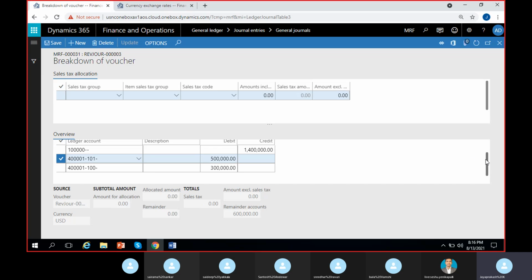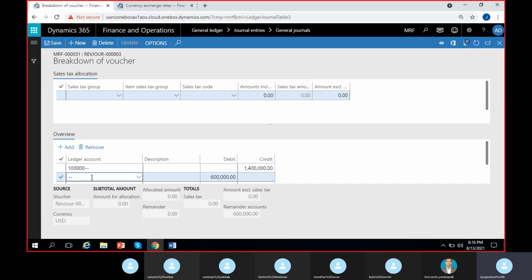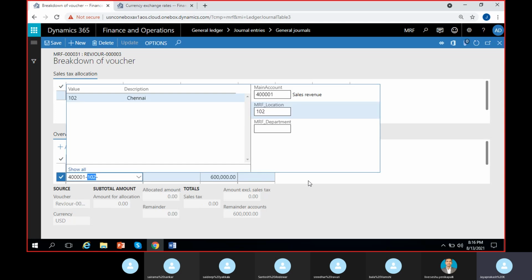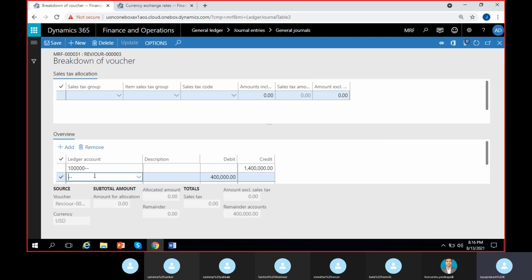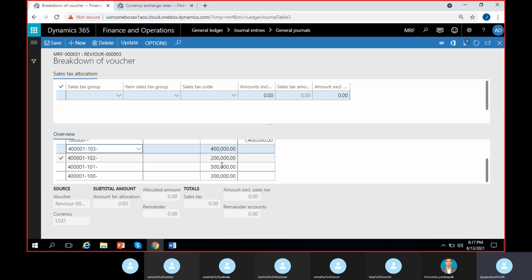Then click on add. The same sales revenue account, this time 102 Chennai location, right? So for Chennai it is 2 lakhs. Then the final line for 4 lakhs is for the sales revenue account only, but 103 Mumbai location. Just save this. Here I can see the update button since the voucher is balanced. 14 lakhs and 14 lakhs are balanced. I'll click on update.